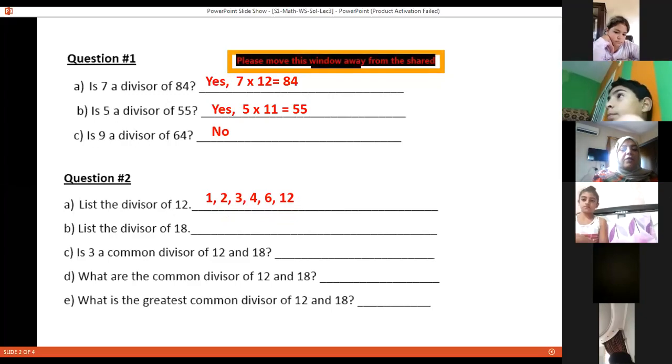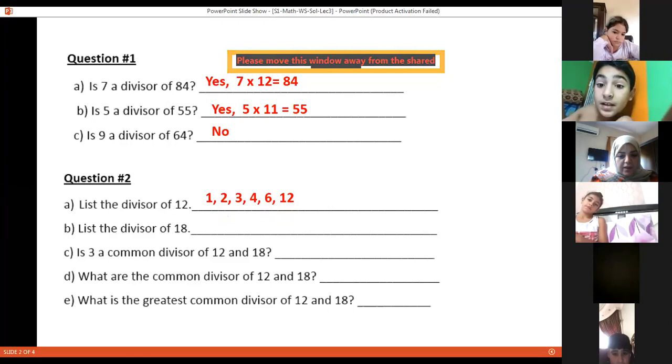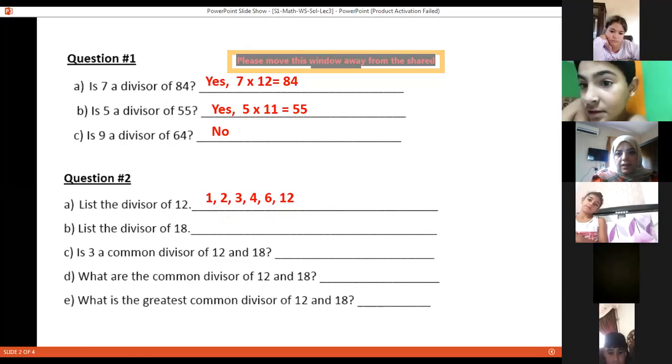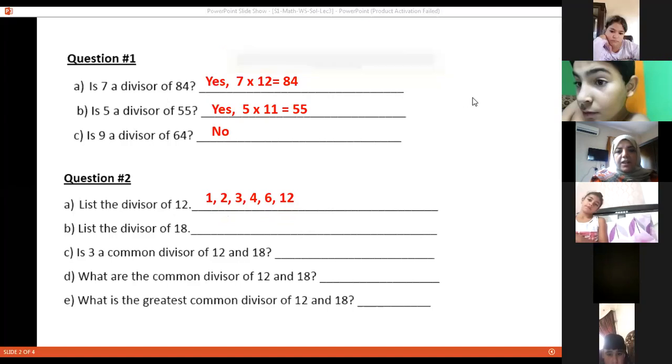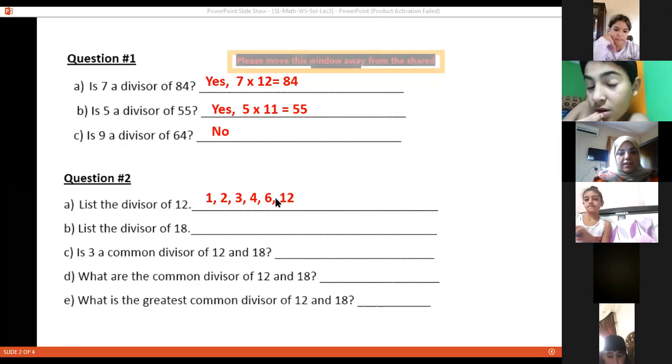Okay, is there a number you multiplied by 2 to get 12? Two times what equals 12? 6. It's 6. 2 times 6. Very good. So we put the 2 to the left and the 6 to the right, as you can see.